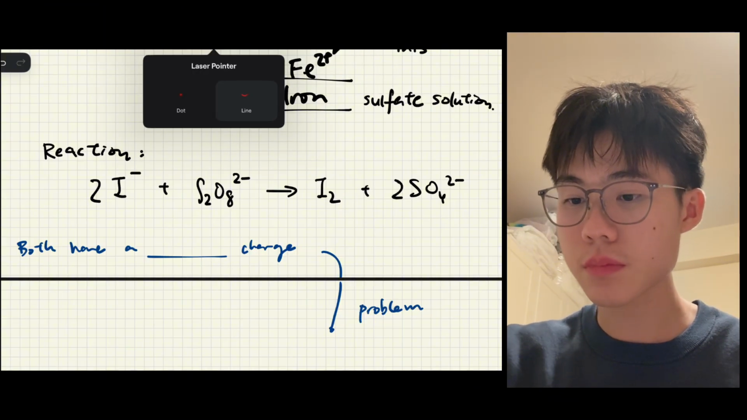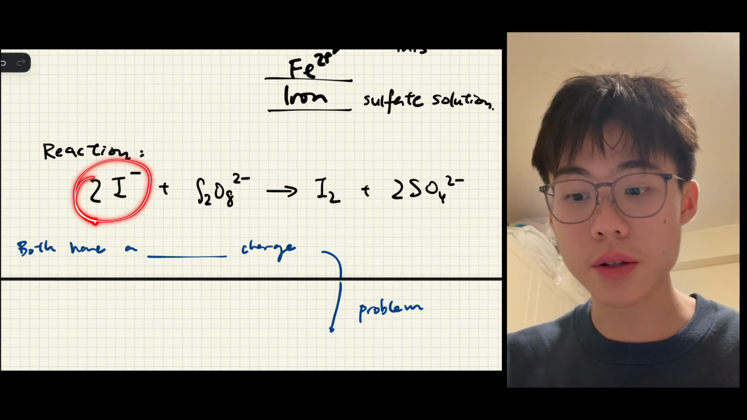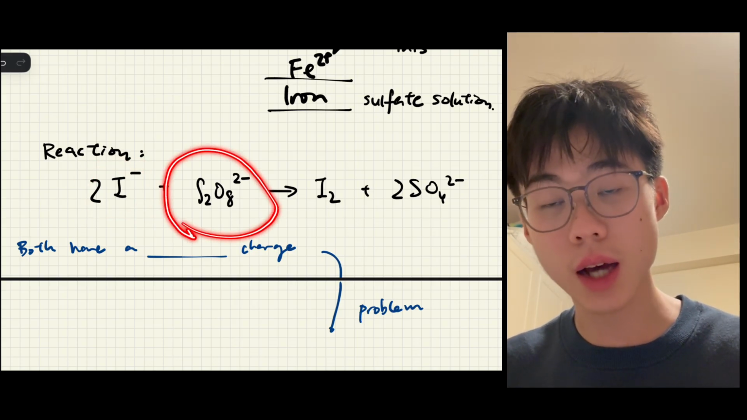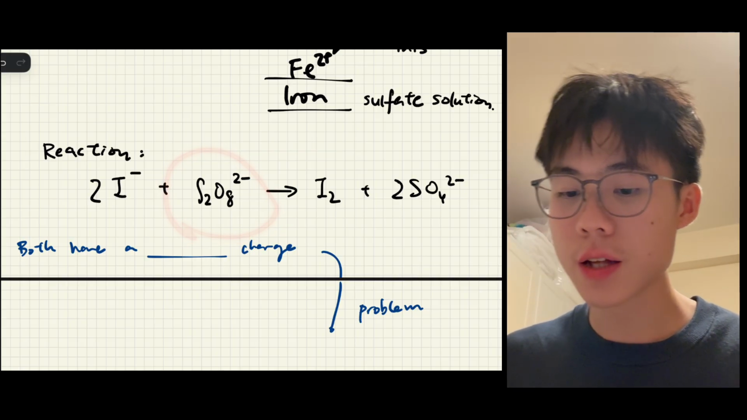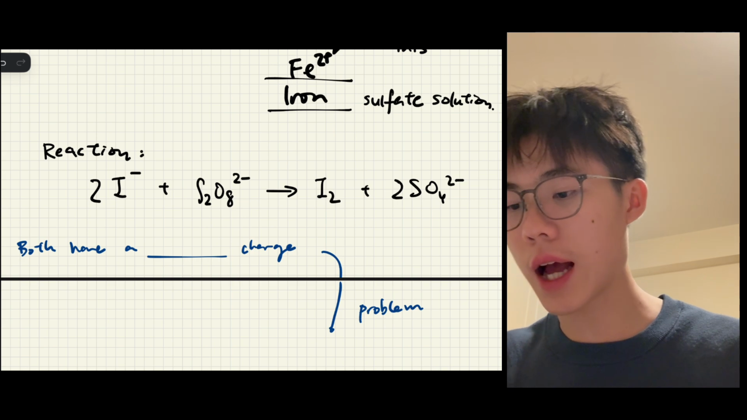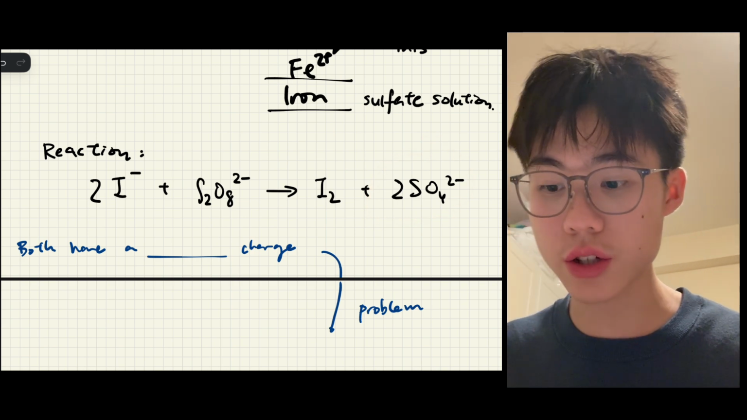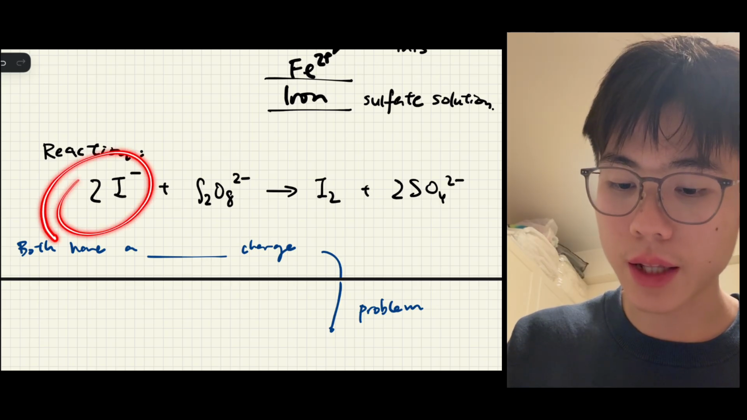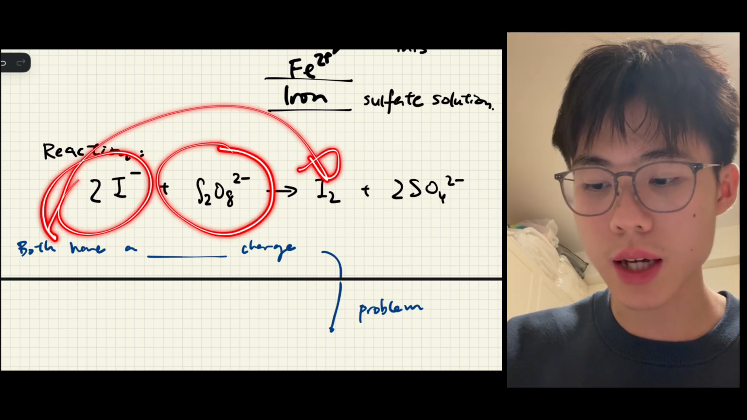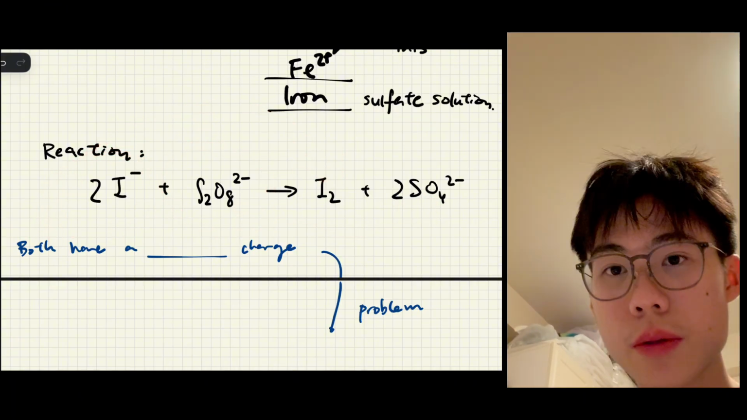It is 2 iodide ions plus a peroxodisulfate ion turning into an iodine molecule and sulfate ions. So this is a redox reaction. The iodide ions turn into iodine, and the peroxodisulfate ions turn into sulfate ions.